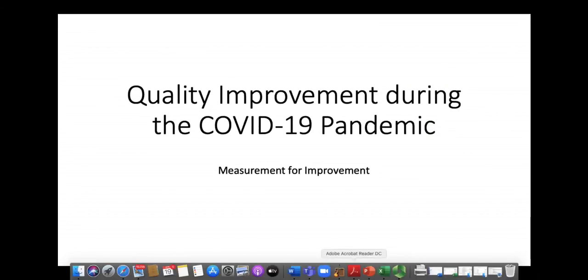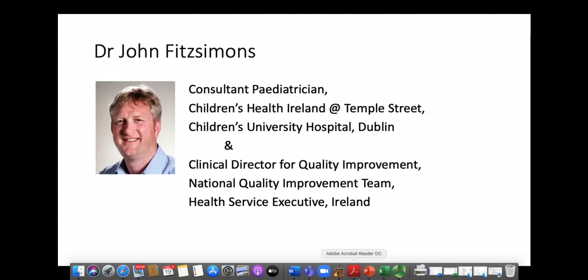Quality improvement during the COVID-19 pandemic. Measurement for improvement. My name is John Fitzsimons. I'm a consultant paediatrician with Children's Health Ireland at Temple Street and clinical director for quality improvement with the National Quality Improvement Team.